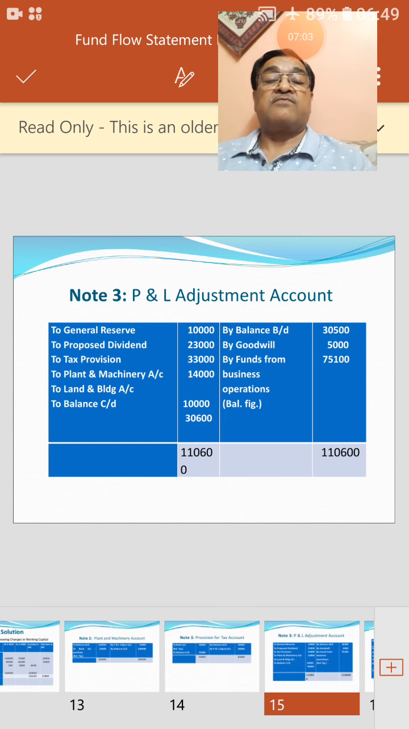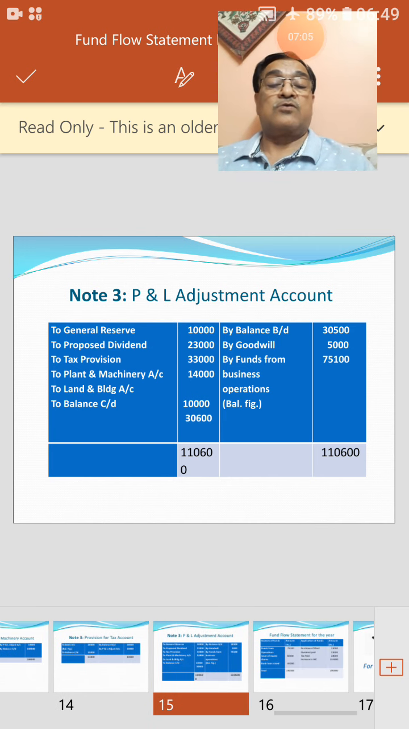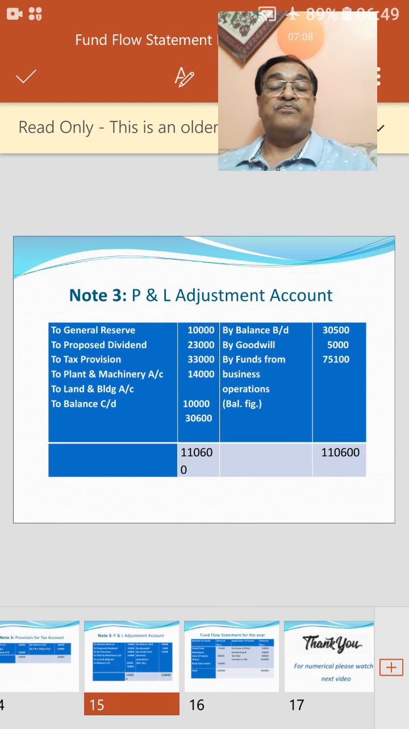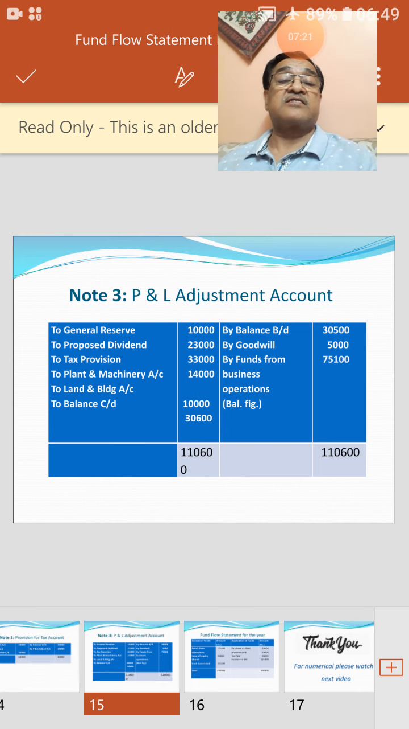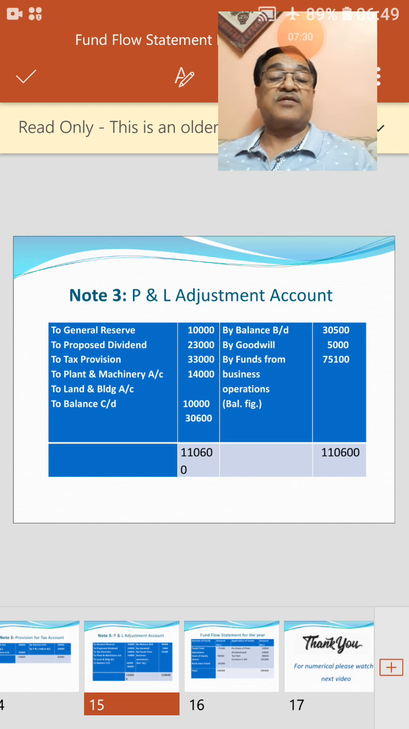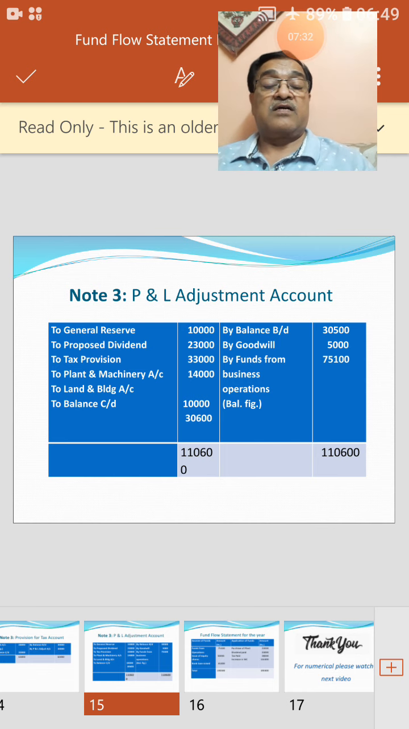Then the next working note you have to prepare is the profit and loss adjustment account. General reserve written off will appear on the debit side. Provision for taxation will appear on the debit side. Proposed dividend for the current year will appear on the debit side. Depreciation on machinery and building will appear on the debit side of this account. Difference in goodwill and opening balance will appear on the credit side. Balancing figure will be the funds from business operation, which will be recorded in fund flow statement.